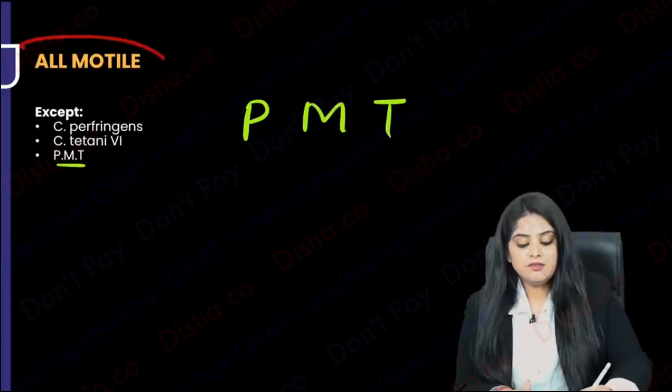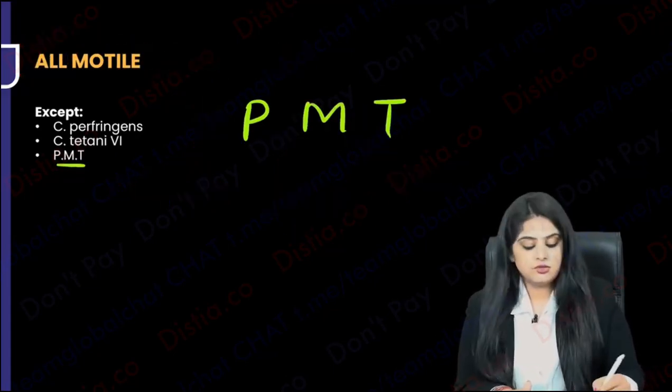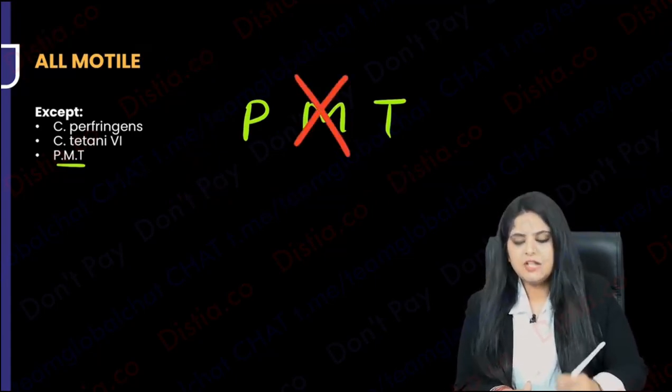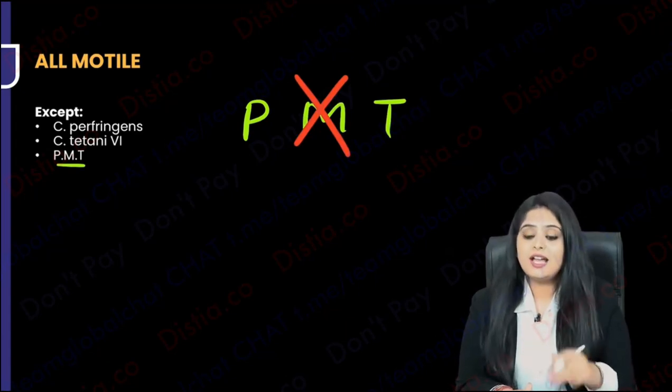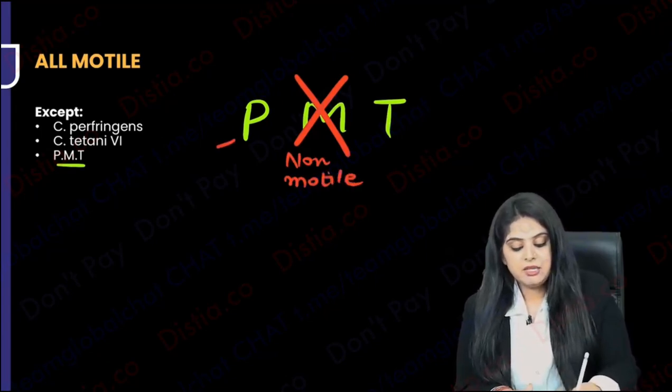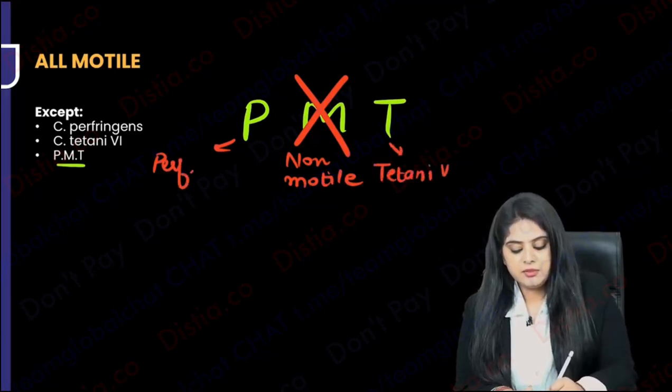Similarly, all of them are going to be motile. All the Clostridia are motile. But see, why did you take PCB? Which is the exam that you wanted to kill or crack? You wanted to kill PMT. So now I'm asking you, kill, meaning which of them are non-motile? Again, the P over here stands for Clostridium perfringens and T stands for Clostridium tetani type 6.